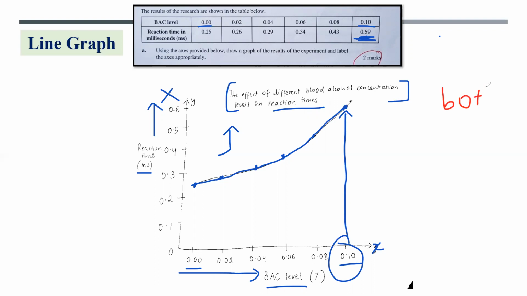Now, this is a kind of hazy area. If you have enough time in your exam, which you probably won't, to actually draw two, even if you draw both a line graph and a bar graph, you're not going to be marked for both. So whichever one you draw first, that's the one you're going to get marked for.